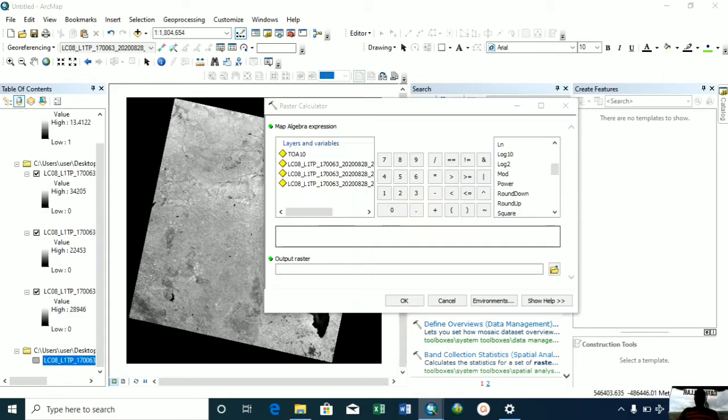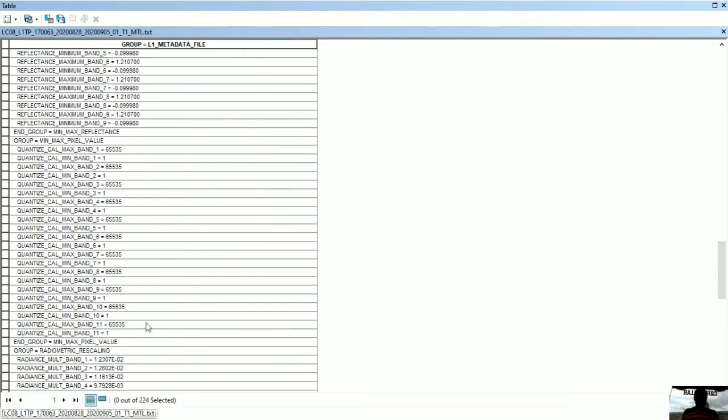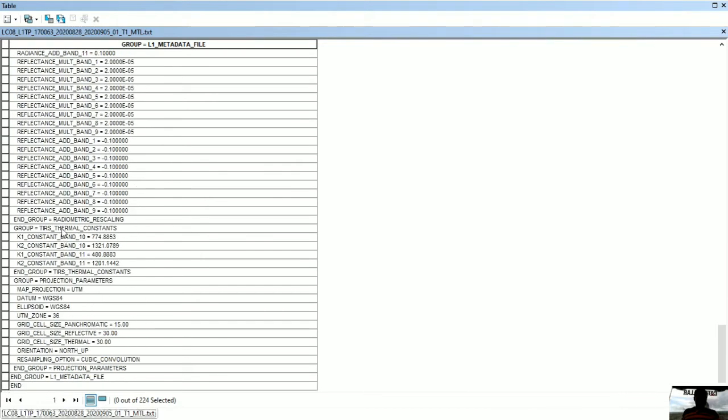Step number 2 will be conversion to the top of atmosphere brightness temperature, and we can get this by taking K2 divided by ln of K1 divided by the top of atmosphere spectral radiance plus 1, minus 273.15. K1 and K2 are calibration constants. These are from your metadata. If you open here, at the end you will get K1 and K2 of band number 10, this value and this value. You have to copy them and take them to your formula.